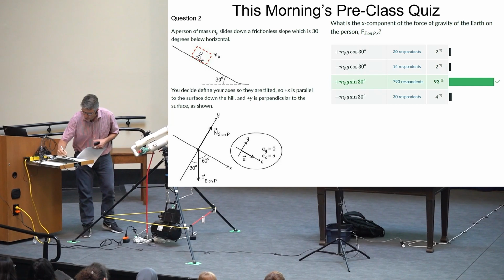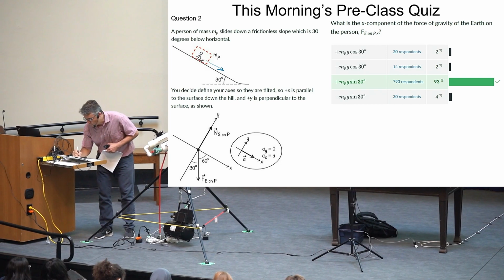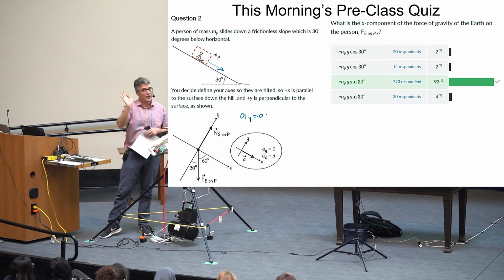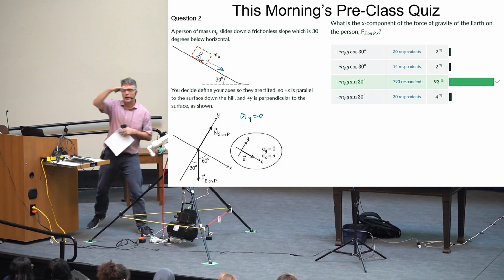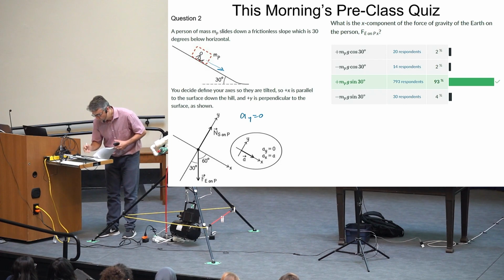So I have found it's always easiest to tilt my axes so that a sub y is equal to 0. It's not accelerating in the y direction if I tilt my axis. Otherwise, if I leave y to be straight up and x to be straight horizontal, then you'll have a y acceleration and an x acceleration, and it really overcomplicates the problem. But if you tilt your axes, it's good. The only issue then is that gravity ends up on the diagonal.